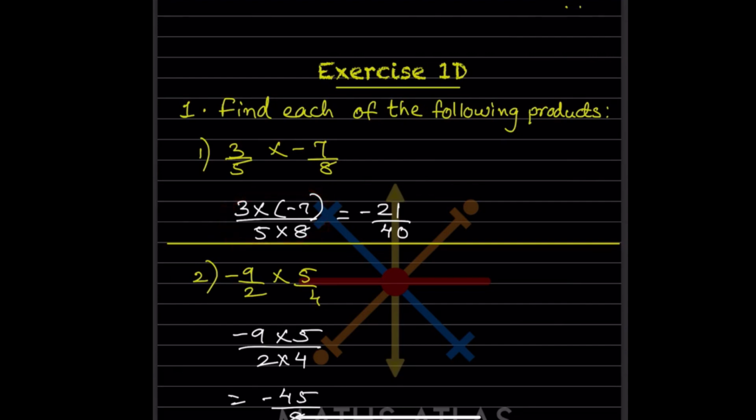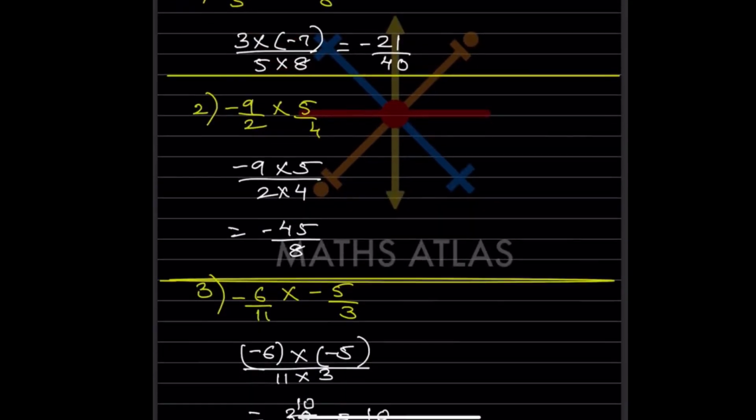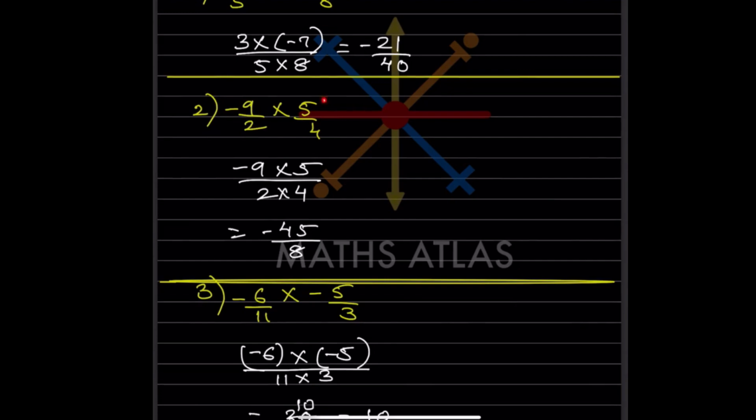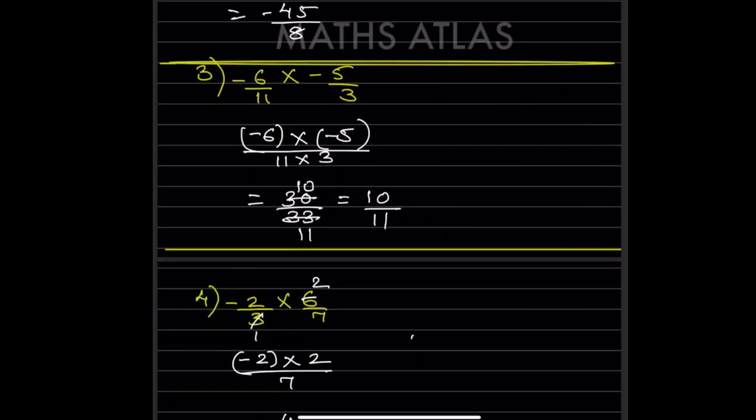So here we'll write the numerator together and the denominator together. So this will be minus 21 by 40. Here we cannot simplify anything, so we just have to put it together. Now for this one again, we'll take the numerator together and the denominator together. That will be minus 45 by 8. So this is the answer.